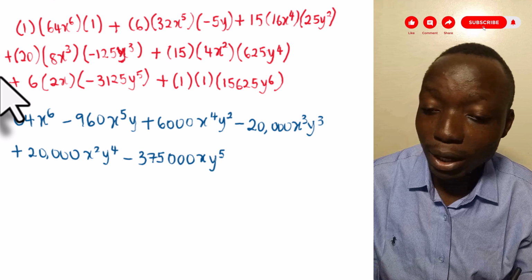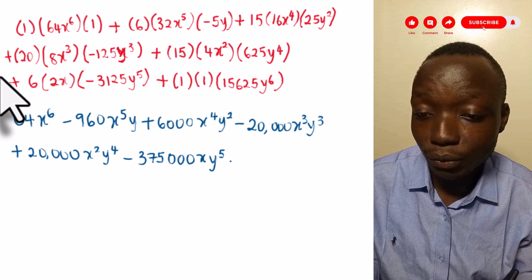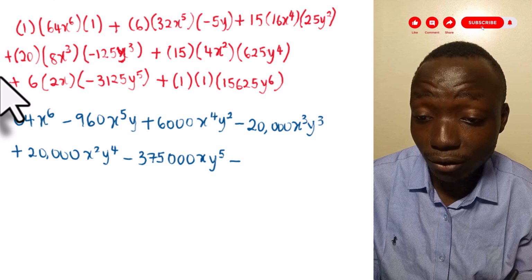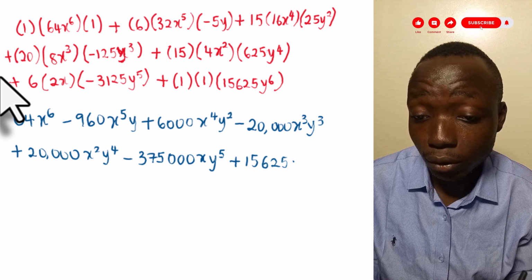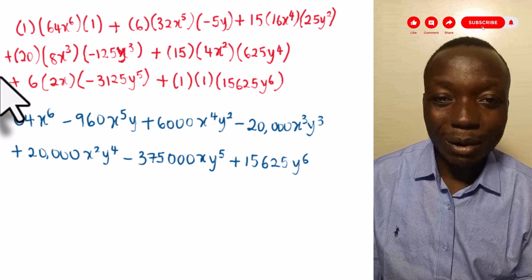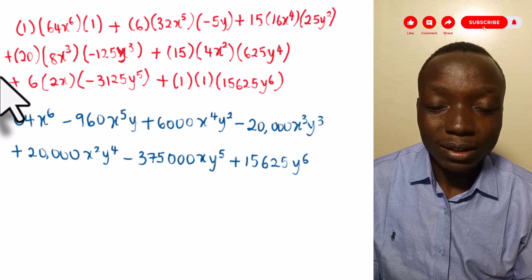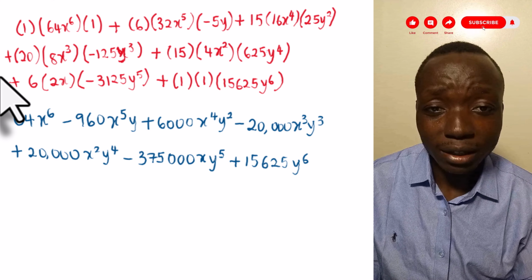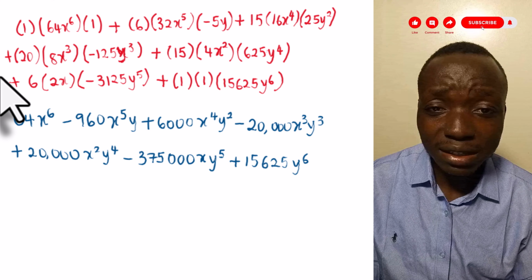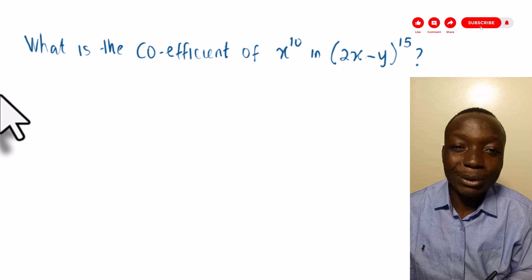And finally, if you multiply 1 times 1 times 15,625, you're going to have plus 15625y raised to power 6. So this is your expansion for this question. All right. This method is the best method to use for expanding large exponents because you're less likely to make mistakes in your expansion. Now onto the bonus question.